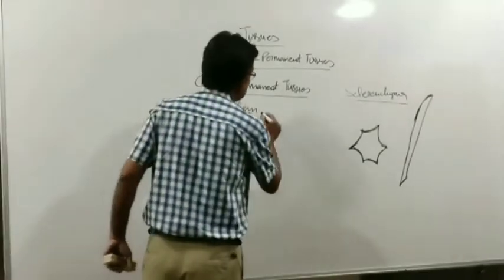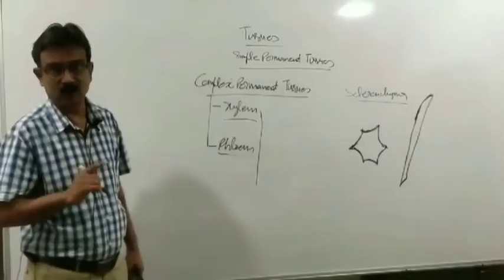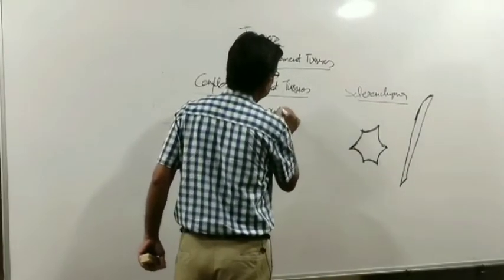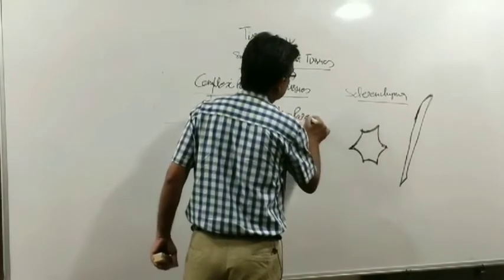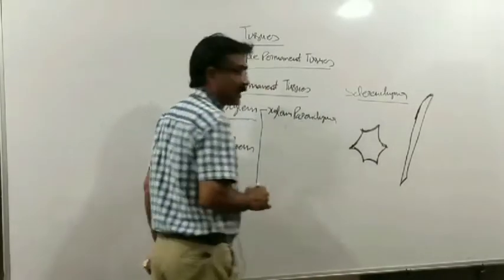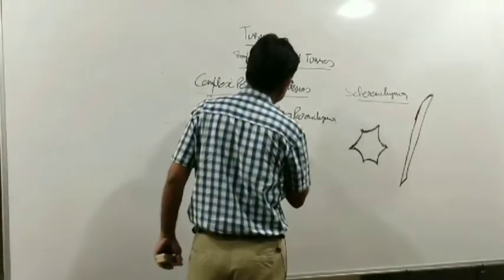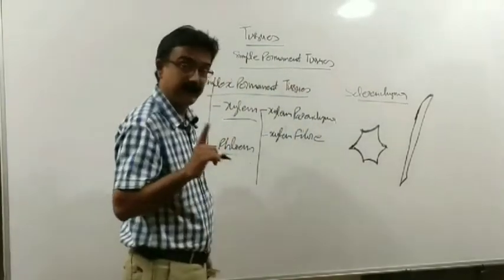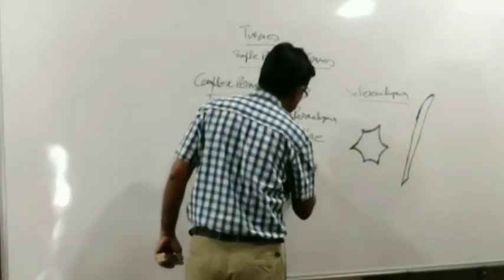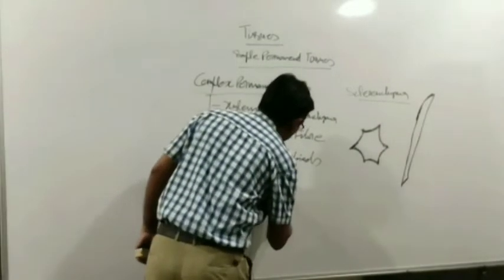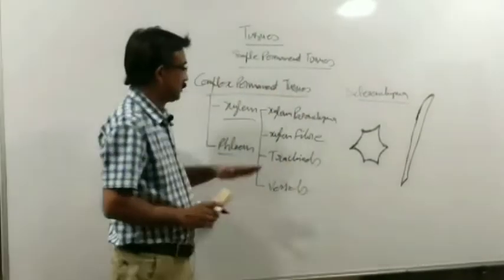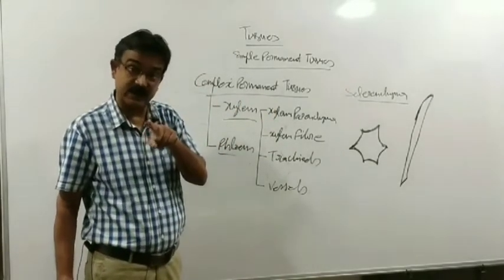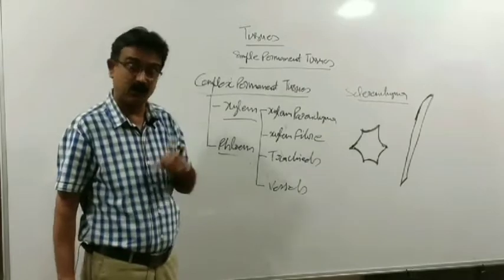Xylem is the first complex permanent tissue, made up of four types of cells. One is xylem parenchyma, then xylem fiber, and the main ones, tracheids and vessels. So these are four different types of cells. They are of different structure and somehow of different origin. In what way? Let us see.